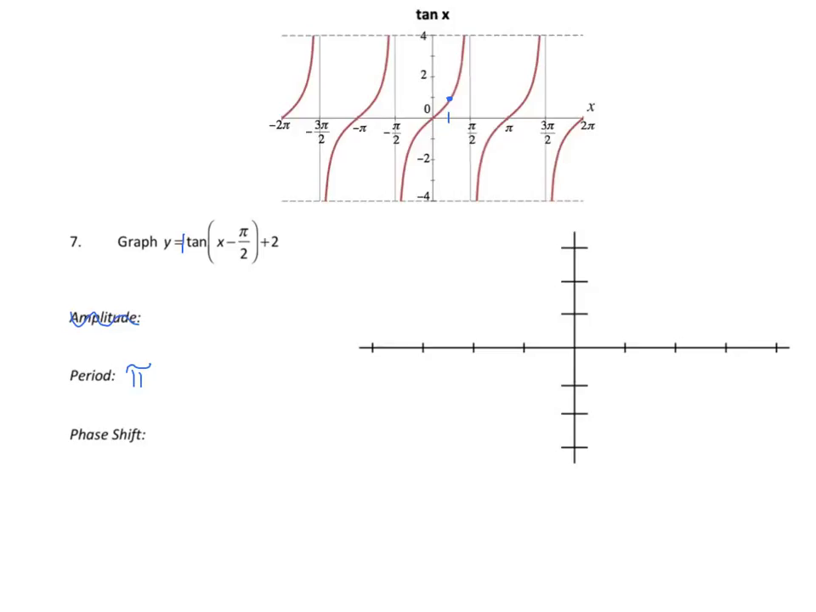And then we have a phase shift. It is shifting pi over 2, and since it's minus pi over 2, instead of going to the left, we go to the right. So pi over 2 to the right. And then there's also a vertical shift up 2. Okay, so to graph this, I like to start with my vertical shift.